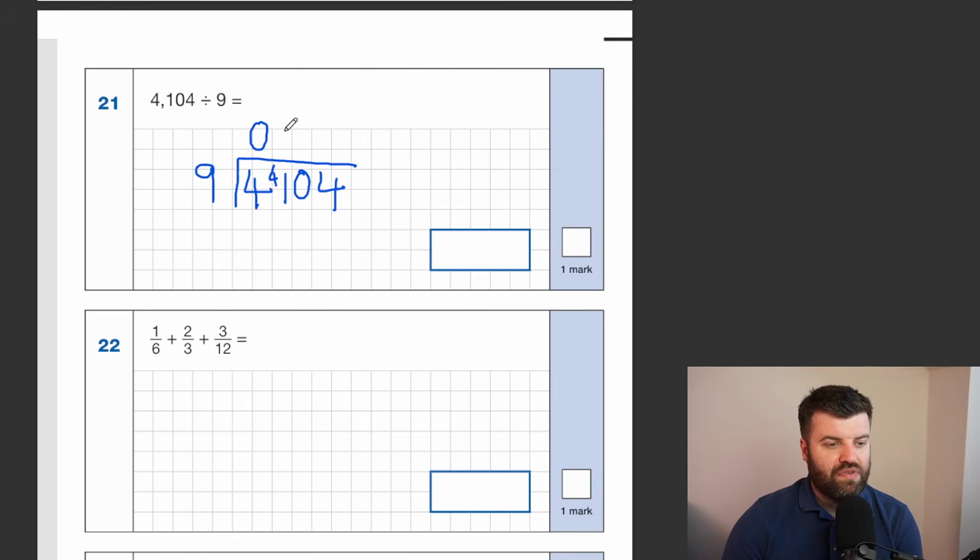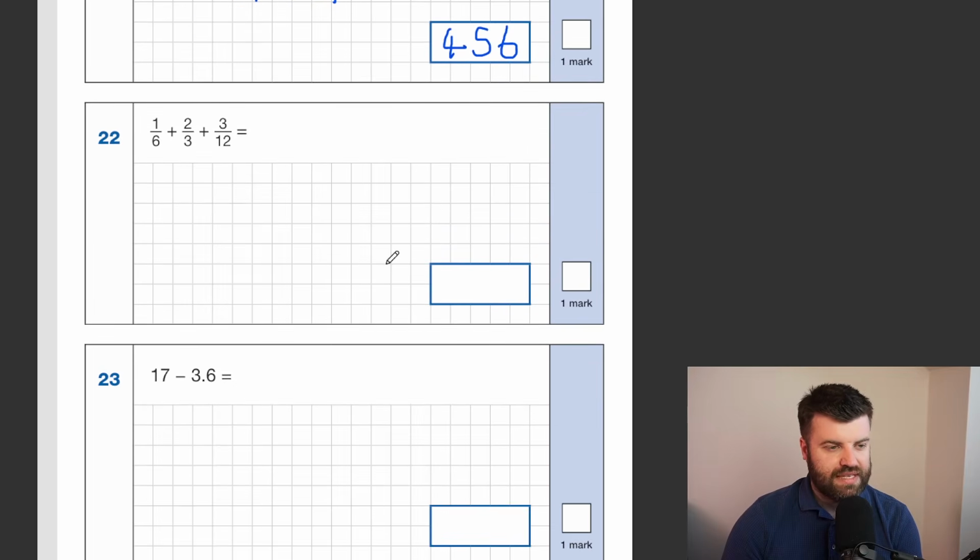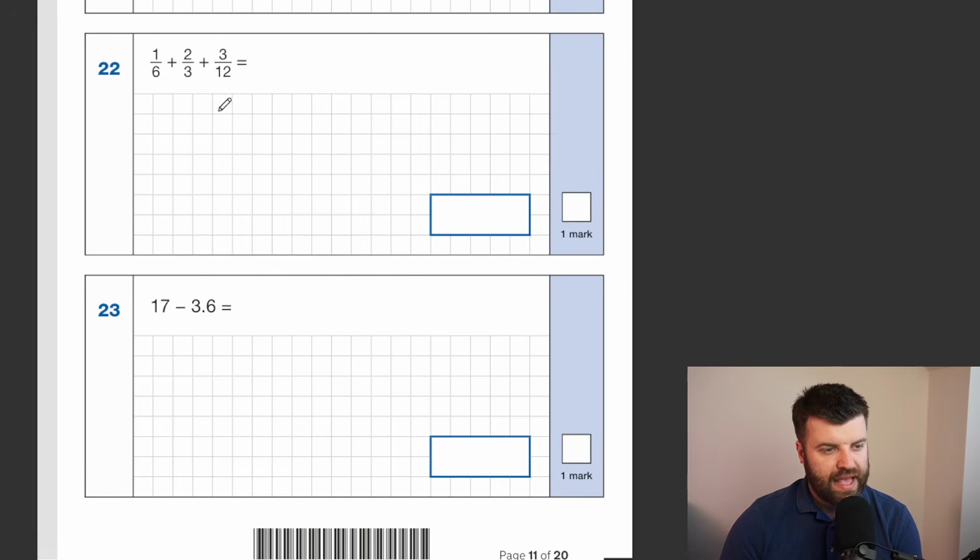Well, 9 times 4 is 36. And there'd be 5 left over. How many 9s can we fit into 50? Well, 9 times 5 is 45 with 5 left over. And then thankfully at the end, there's no remainders because we say how many 9s are in 54. There are 6 9s in 54. So the answer is 456. Can you see how many of the questions require solid understanding of those times tables? They really are so important.